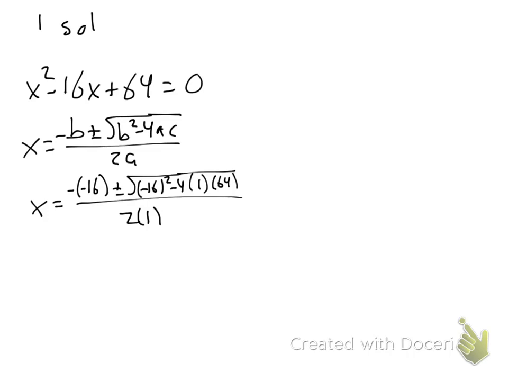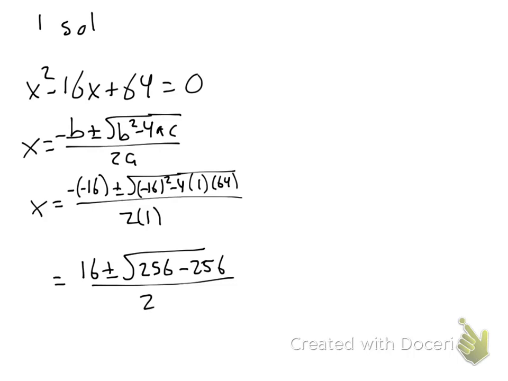So it looks like it's going to be daunting, but it's not going to be too bad. You take it one step at a time. So that's 16 plus or minus the square root of negative 16 squared, and if you square a negative, it becomes positive, which is 256, minus 4 times 64, which is 256.